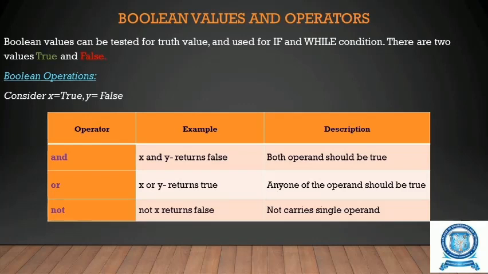In the case of the or operator, x or y will return true, because if any one of the operands is true, then we will receive the answer as true. The not operator gives the opposite of that value. So not x will return false, because we already have x as true, so not x is false. This always carries a single operand.